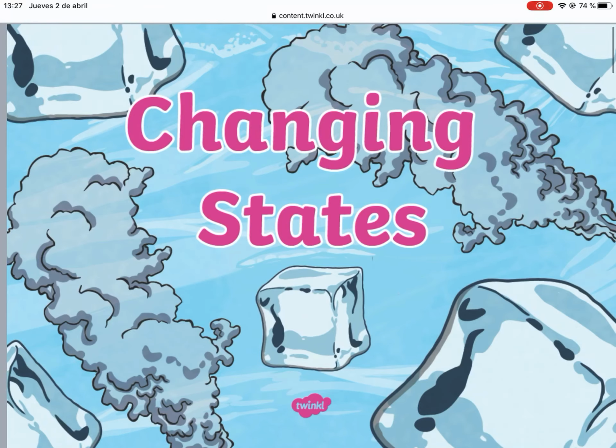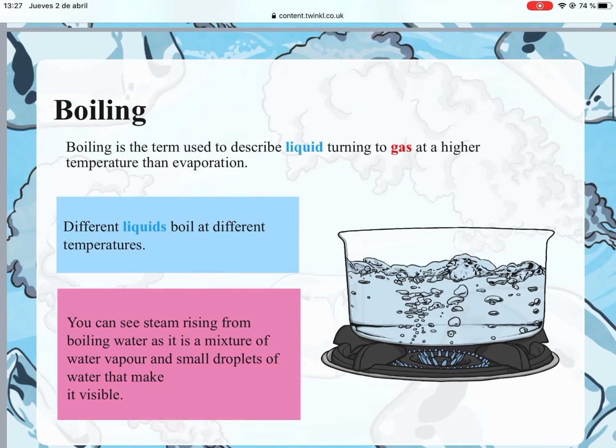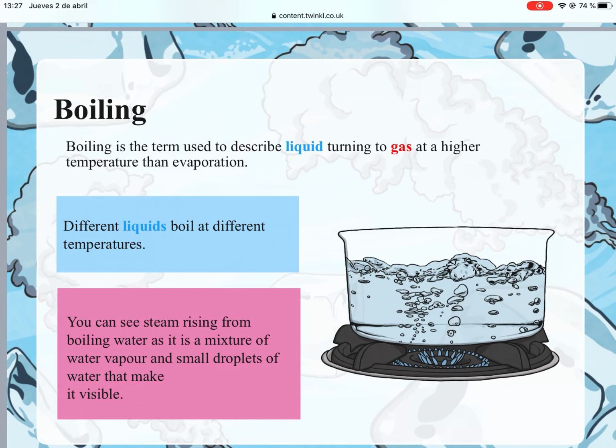Good morning, Primary 2. Well, today we shall be revising a little bit on changing states. So I'll go through it with you. Remember, we had the 3 states of matter. The first one was boiling. And boiling is a term used to describe liquid turning to gas at a higher temperature than evaporation.